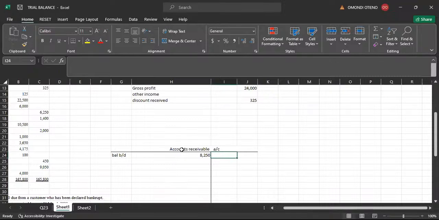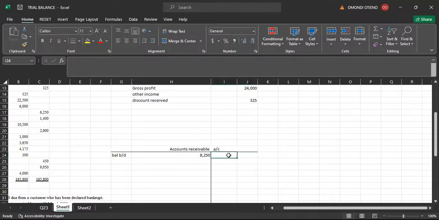Out of this, there's a customer who has been declared bankrupt. They are not going to pay this amount that we expect them to pay. So are we going to reduce the account, or are we going to maintain it? The accounts receivable, we are expecting 8250, but someone has already given us signs that they are not going to pay it. Why? They have been declared bankrupt. So we are going to reduce it by 250,000. I mean 250. This 250, they are not going to pay us. We are writing it off.